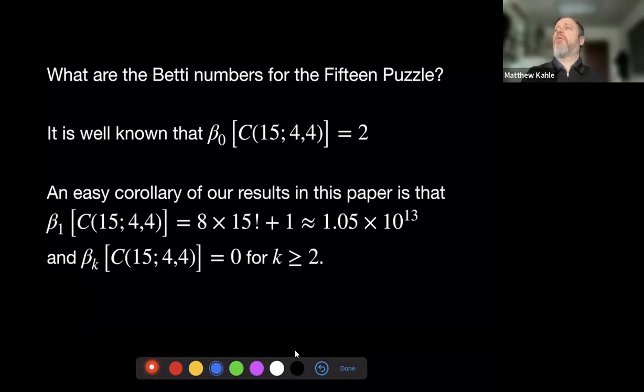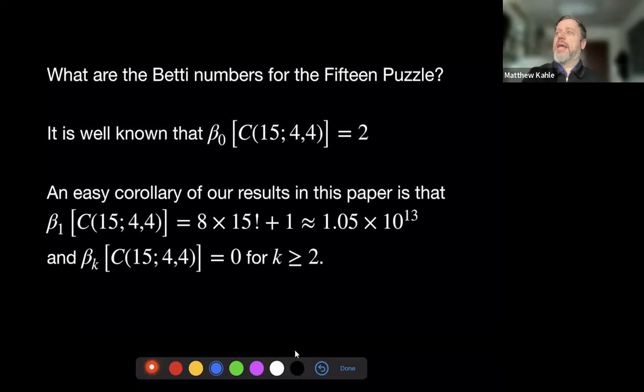So I'll say a little bit more about this later, but one of our tools is to give a cell complex model for the configuration space of hard squares. So there's some cubical complex that we can deformation retract it onto. And so for the configuration space of 15 squares and a 4x4 square, the cubical complex that it deformation retracts onto is only 1-dimensional. So there's definitely no homology above dimension 1.